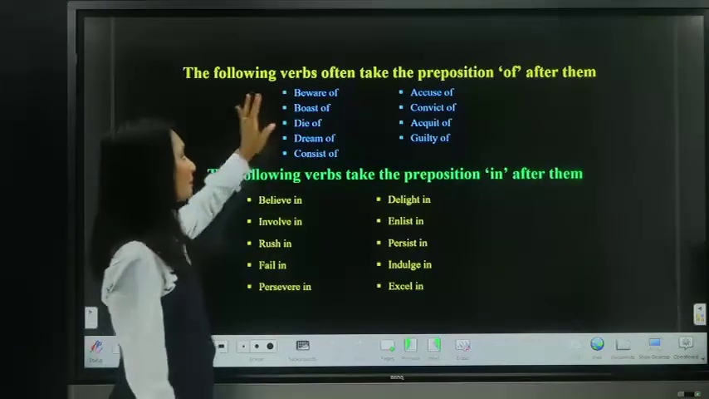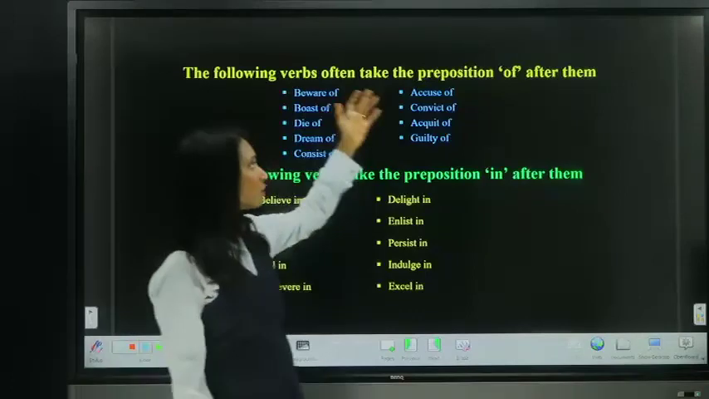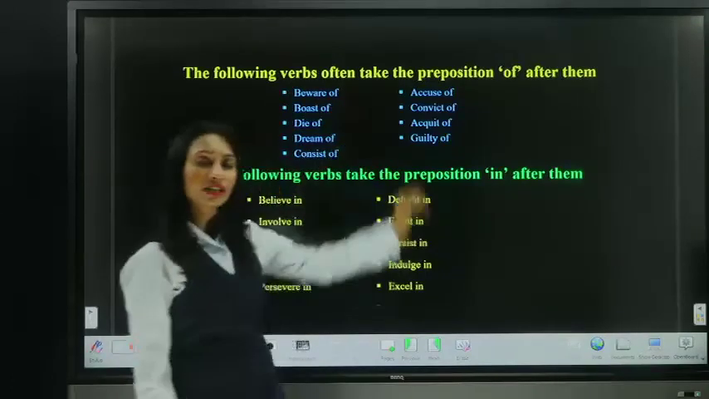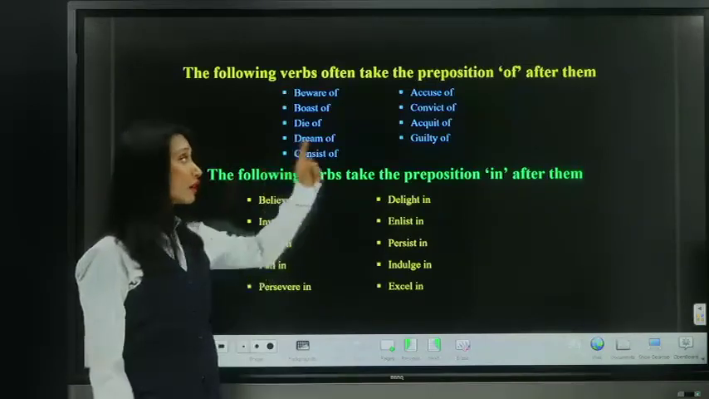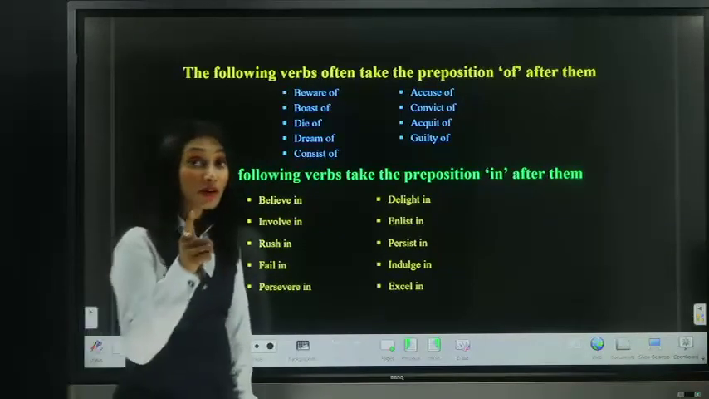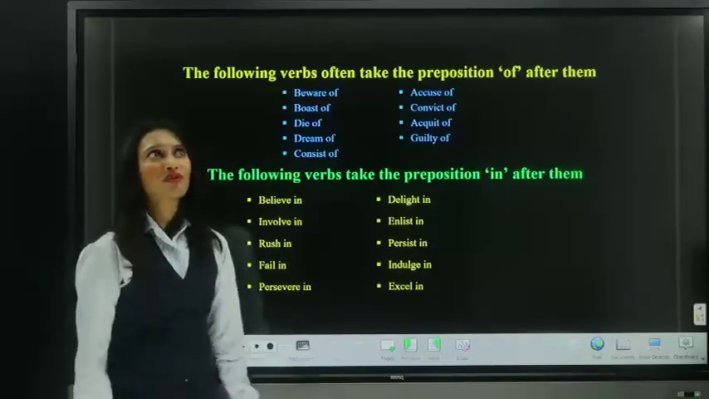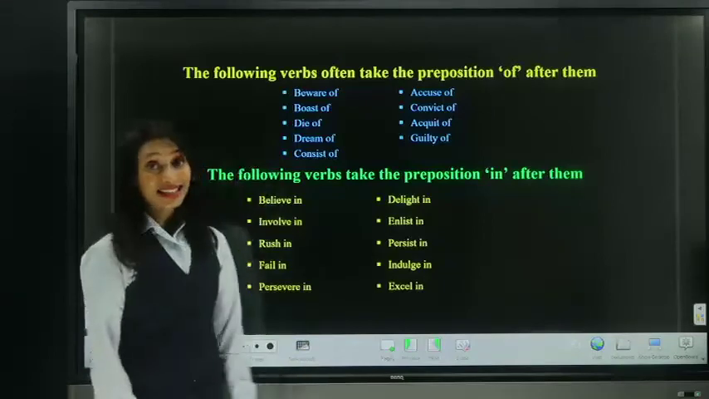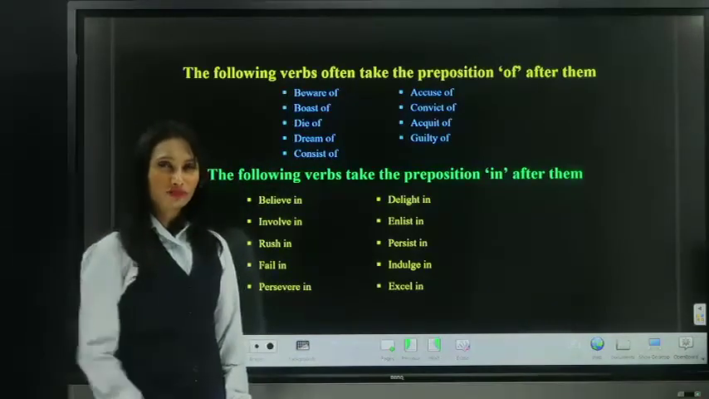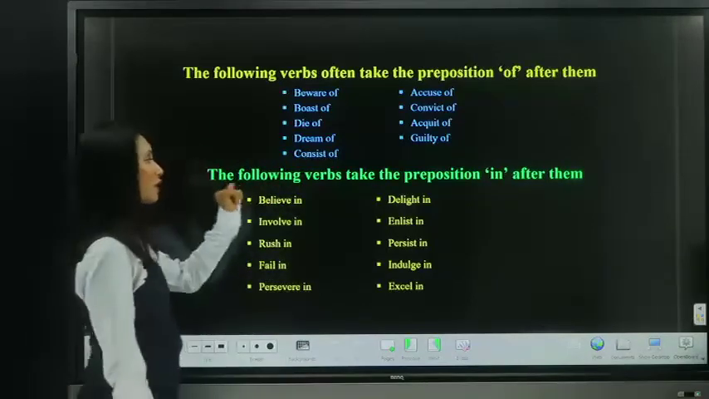They are beware of, boast of, die of, dream of, consist of, accuse of, convict of, acquit of, guilty of. So this list of verbs is always followed by of. Beware of the dogs, reads a signboard. He always boasts of his own achievements. Alexander the Great died of malaria. So like that, you can make some examples. And moving on to the next one.